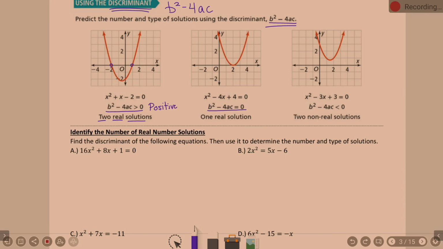If b squared minus 4ac equals 0, there is one real solution, and that's right here, because the graph only touches the x-axis in one place.